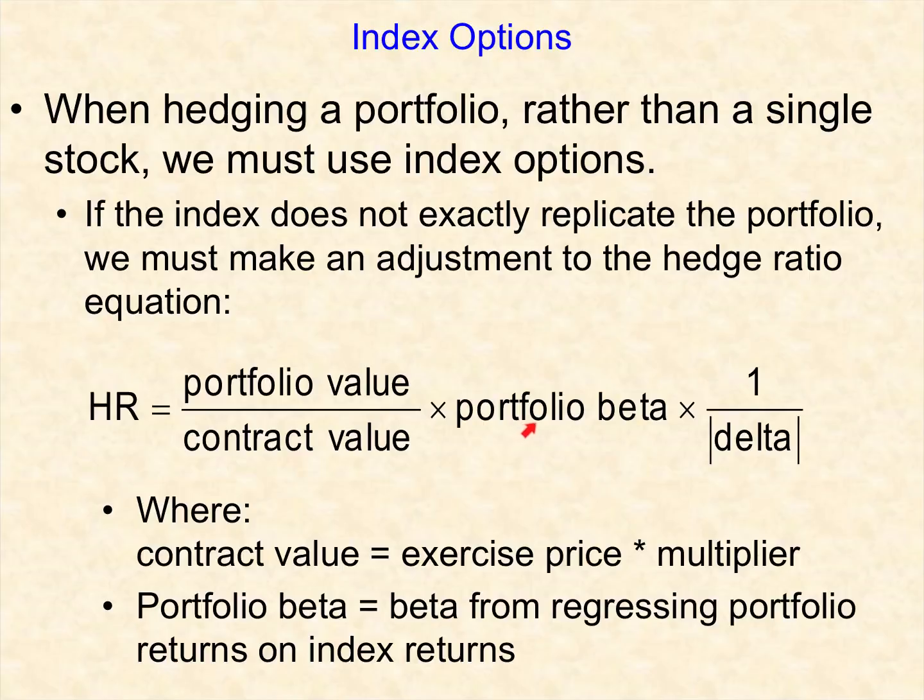Next, we'll multiply by the portfolio beta, and finally by 1 over delta. This beta is calculated by regressing the portfolio returns on the stock index returns. We'll have a look on the next page, and I'll show you how we estimate that beta.